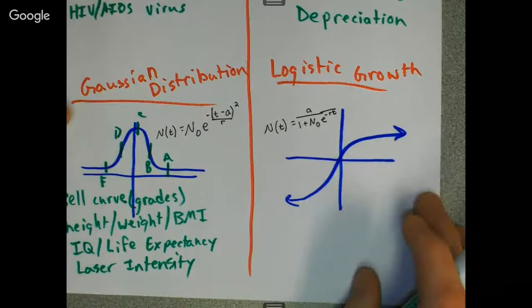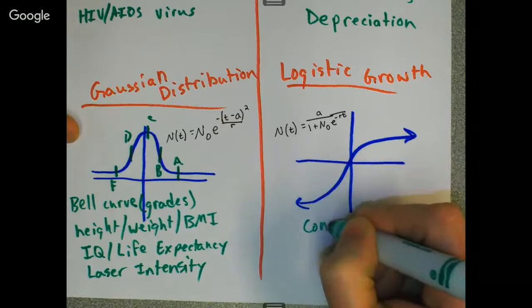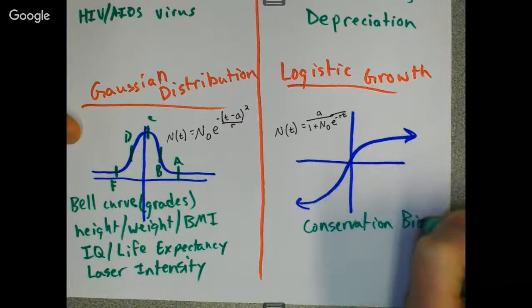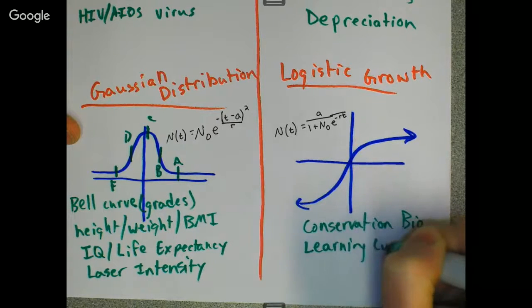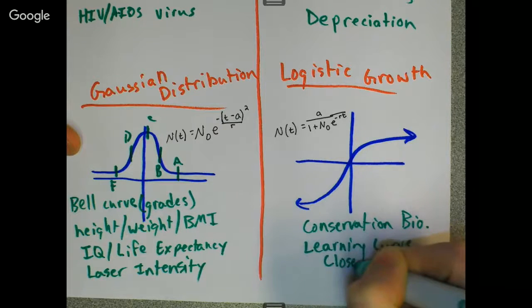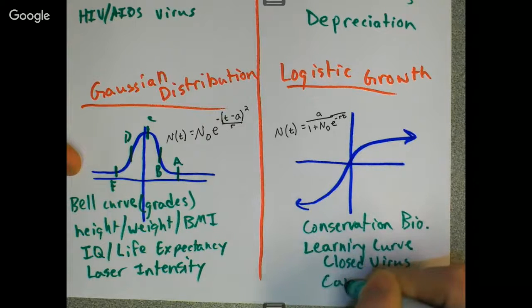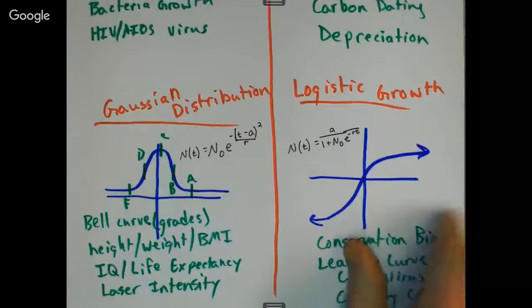So for logistic growth, we have conservation biology. We have the learning curve. We have closed virus. And we have carrying capacity of like a bridge or of a crane or of any other construction equipment. Okay, so there's those two.